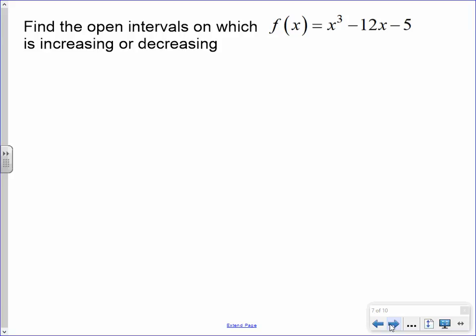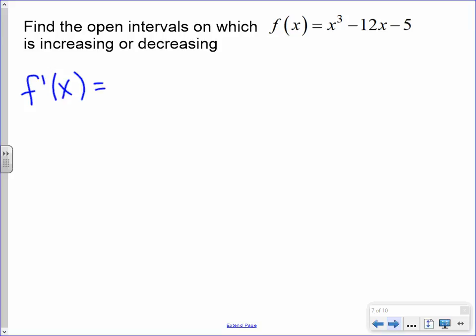First example, very nice cubic function. f of x is x cubed minus 12x minus 5. And I want to know where this function is increasing and decreasing. Okay. So, following the 4 steps on that previous slide, first one we need to find critical points. In order to find critical points, we need our derivative.